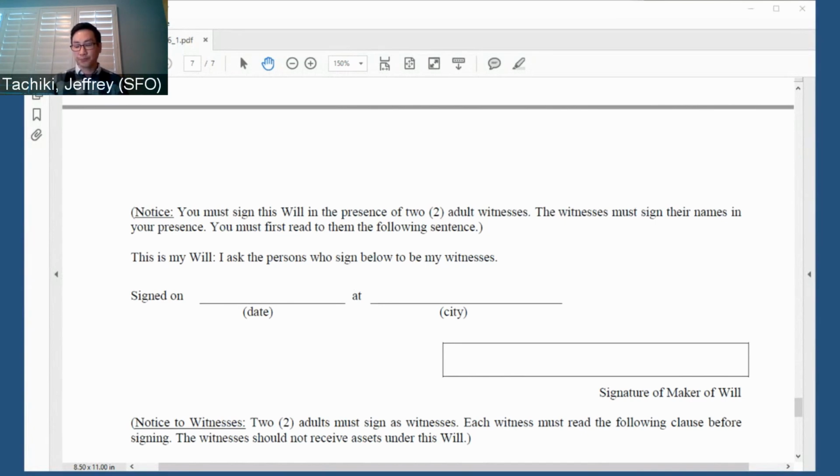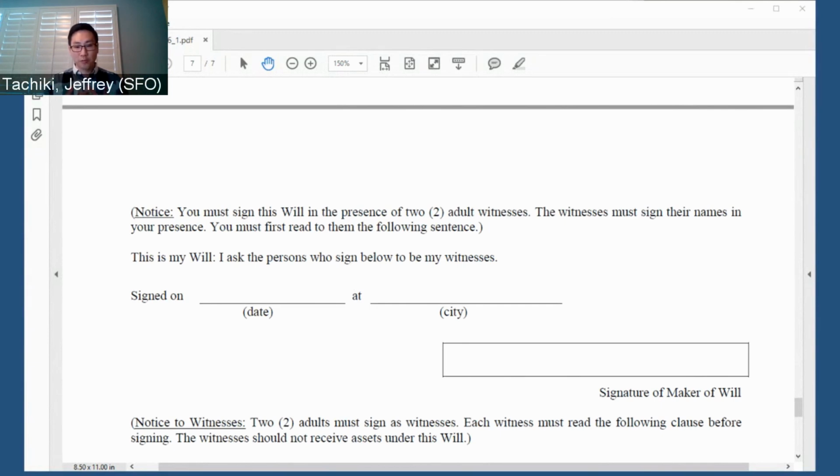To the extent that you can avoid that and keep an original in place, it's really important. And while you're doing that, you may as well keep the originals of both your power of attorney and your healthcare directive as well. So how do we go about doing that? There are a couple of different ways.